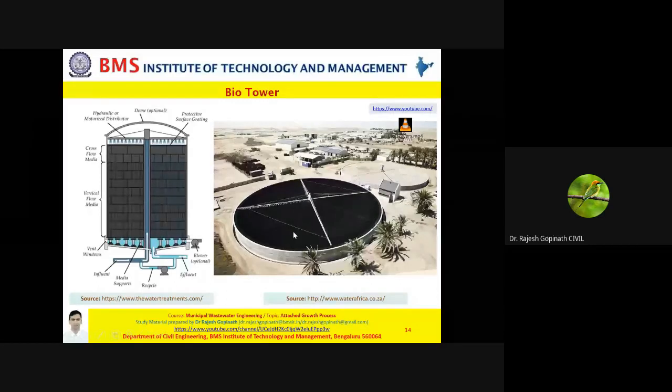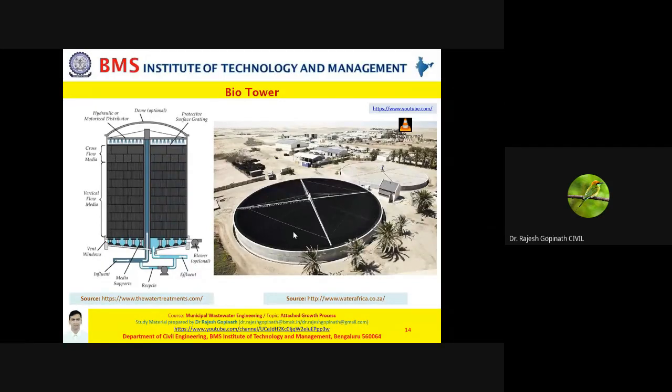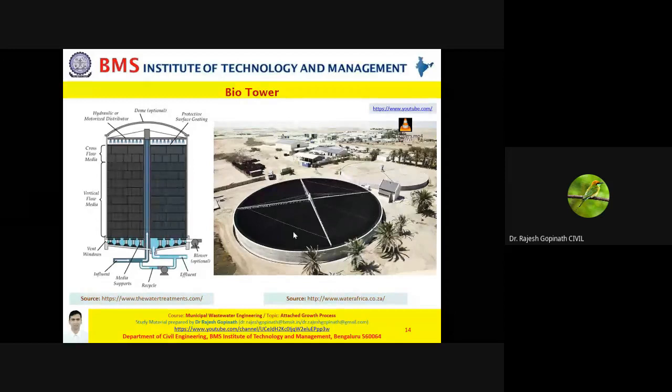While your trickling filters are exposed to the atmosphere, it comes with its own issues such as fly nuisance and odor problem. But your biotowers, as long as they are enclosed and covered, these issues would not arise. Now, the application of biotower is not restricted just to municipal wastewater. Even industries, such as food processing industries, or your distilleries and so forth, would also employ that.